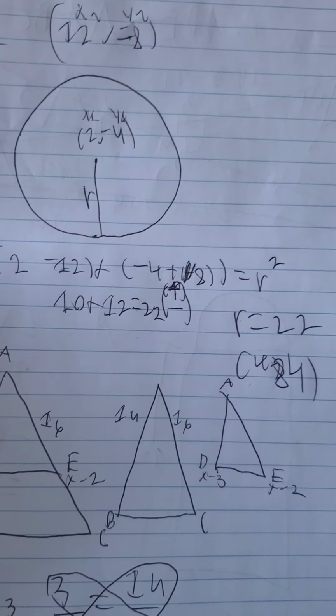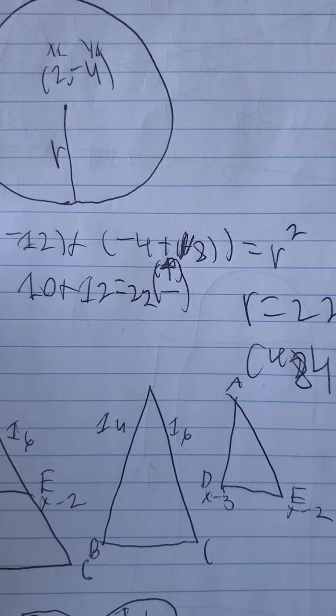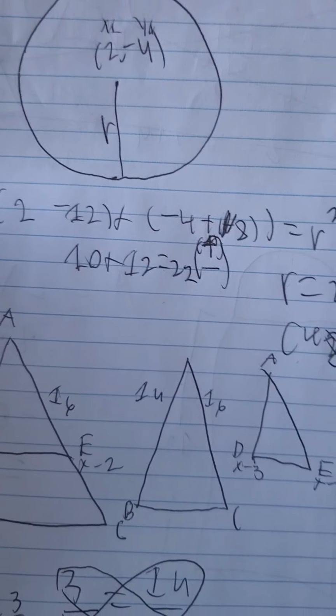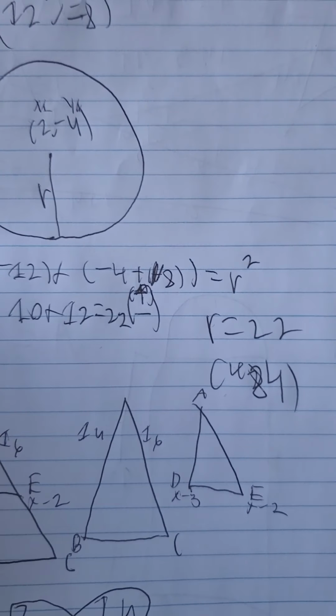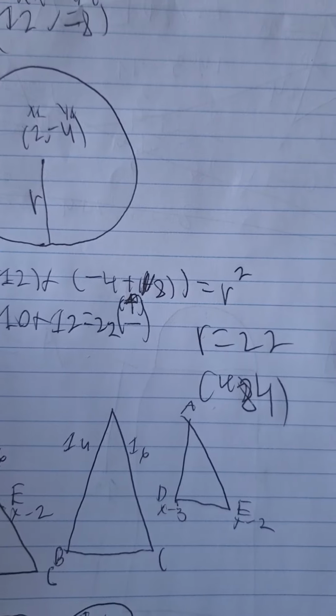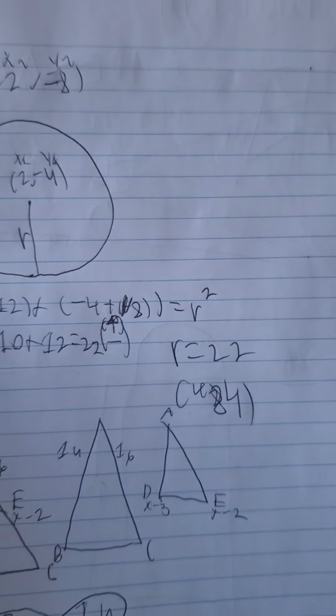Actually, sorry, I'm thinking right now. Yeah, that would add into 12, I believe. I hope. So that would equal 22, and then r equals 22, because 22 times r equals 488, I think, or it was 484. I don't know which one, but it was close to that.